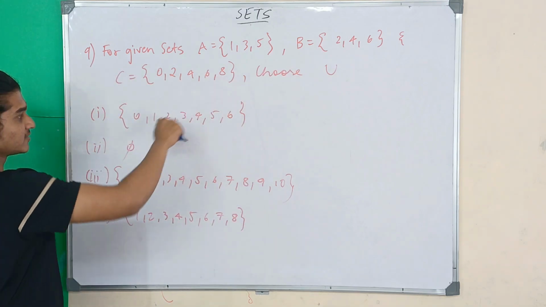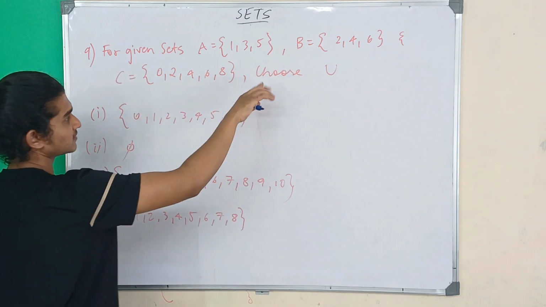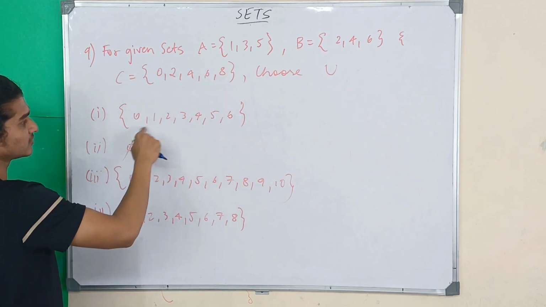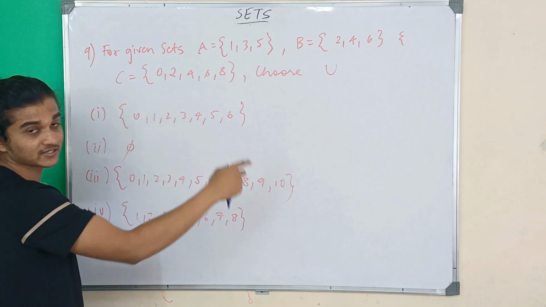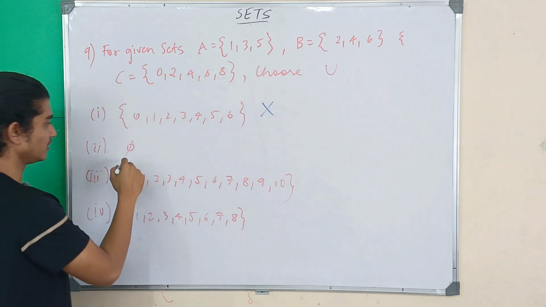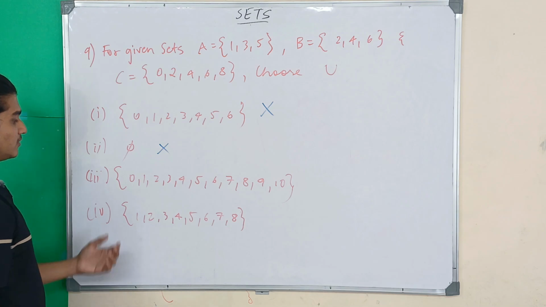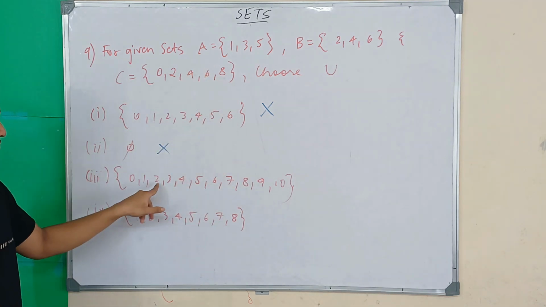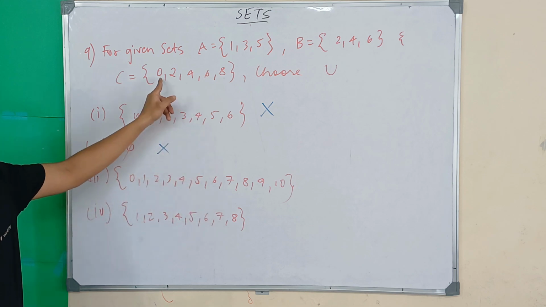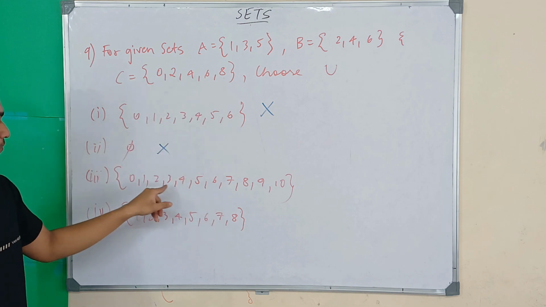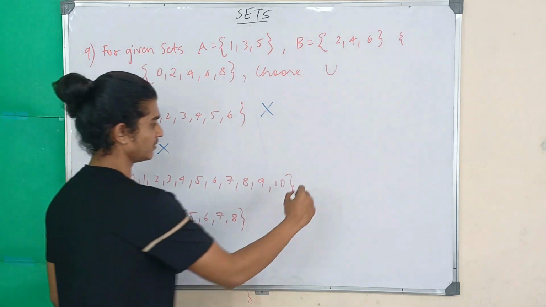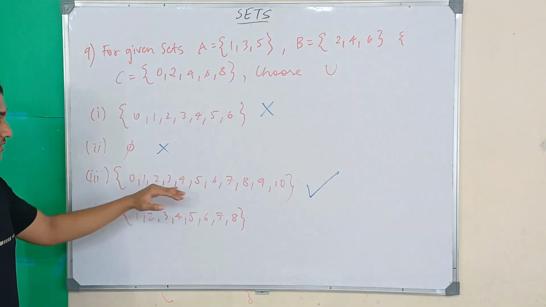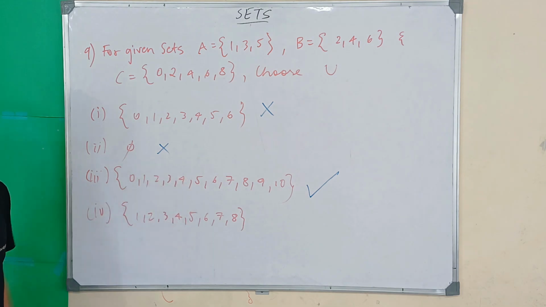So 1 2 3, 1 3 5 is there, yes. 2 4 6 is there, yes. Then 0 2 4 6 8: 0 is there, 2 is there, 4 is there, 6 is there, but 8 is not there, so we can't choose this as our universal set. Then the next one, of course you can't, it's the empty set. The next one is 0 1 2 3 4 5 6 7 8 9 10. So 1 3 5, yes, 2 4 6, yes. Then 0 2 4 6 8, yes. I can choose this as my universal set because all the elements in those three sets are there inside this. So this is a universal set for them.